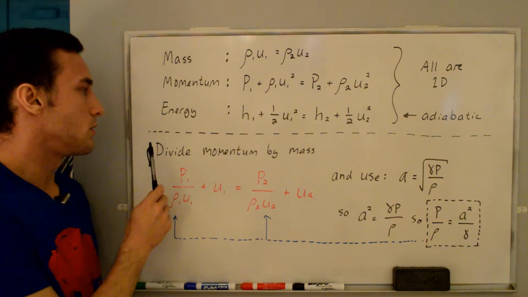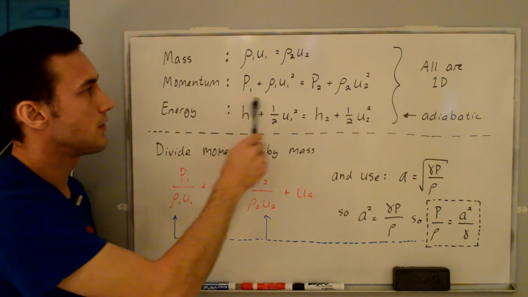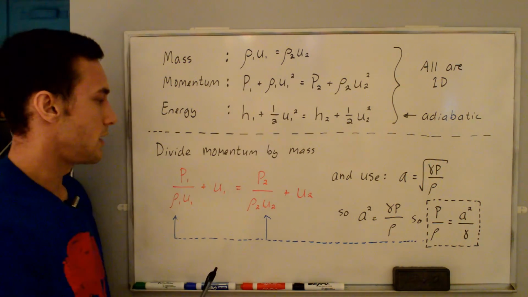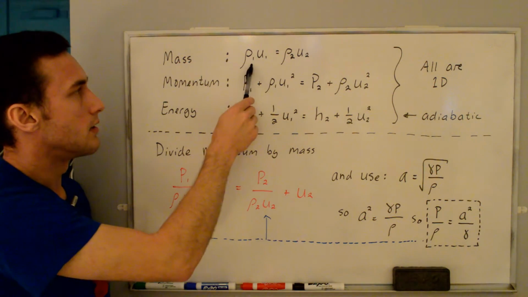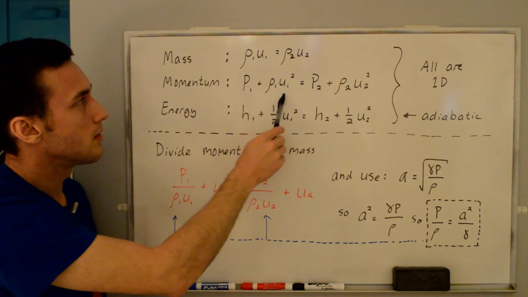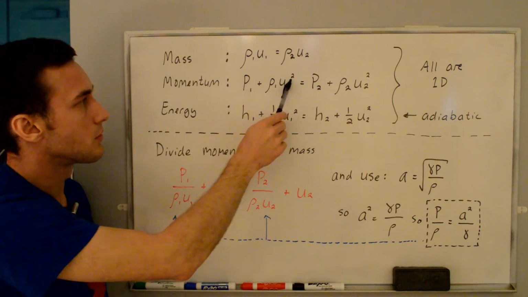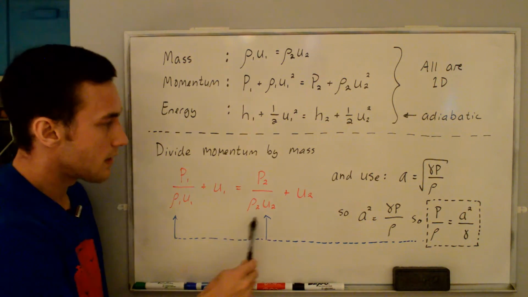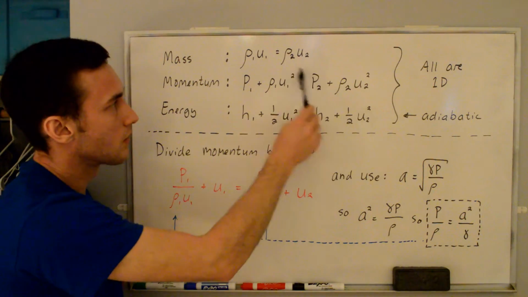So first we're going to divide momentum by mass. We're going to divide this equation by this equation here, and you can see that if we take P1 divided by rho 1 U1, we get P1 over rho 1 U1, and then this term here divided by rho 1 U1, since there's a squared here, we're left with just U1. Same for the right hand side here, dividing this by this.